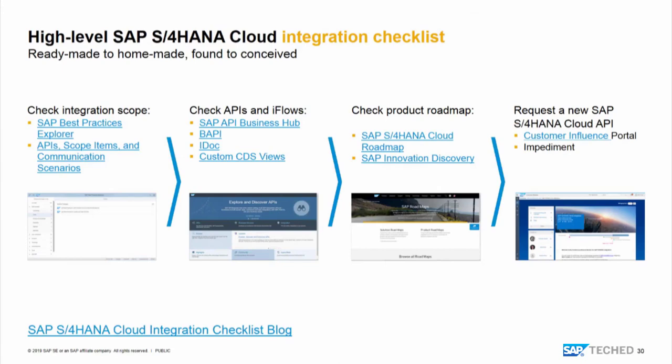Good. So whenever you do a S/4HANA Cloud integration, make sure you check the integration checklist, where it helps you determine where you can find information about your integration scope. Is there any best practice available? Which APIs should you be using? And then once you have identified your APIs, what iFlows are already available that you can tap into.